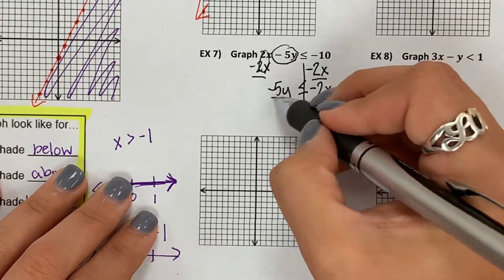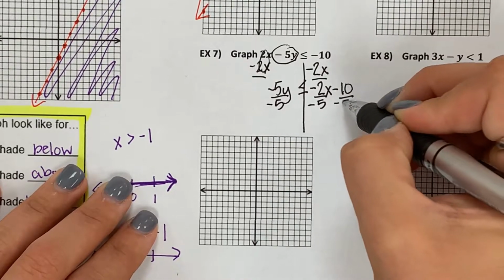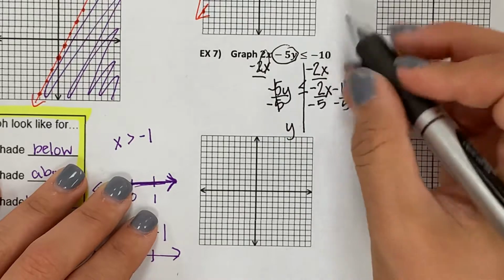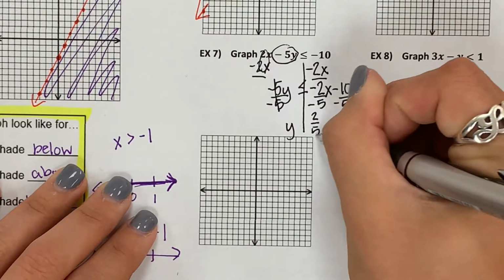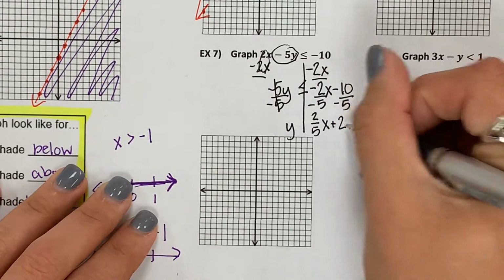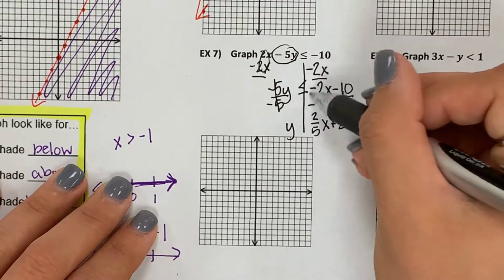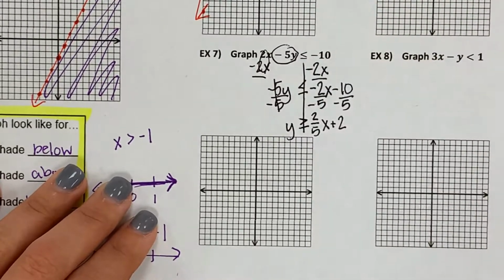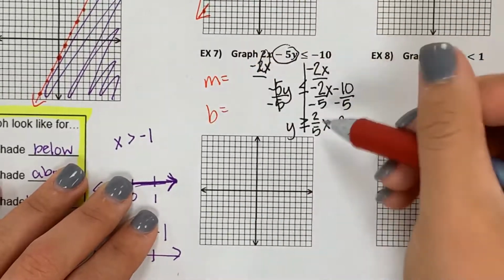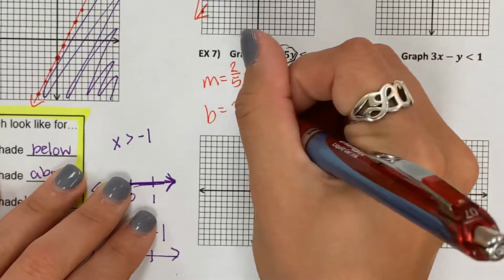Last step is to get rid of the -5. We're going to do that by dividing every single term. These are going to 1 out, so we have y. -2 divided by -5, we simplify that, we get a positive 2/5 x. And then -10 divided by -5 gives us a positive 2. Notice the denominator is negative. That means we divided by a negative, so my inequality switches. Now I can find my m and my b. My m is going to be the positive 2/5, and my b will be the positive 2.